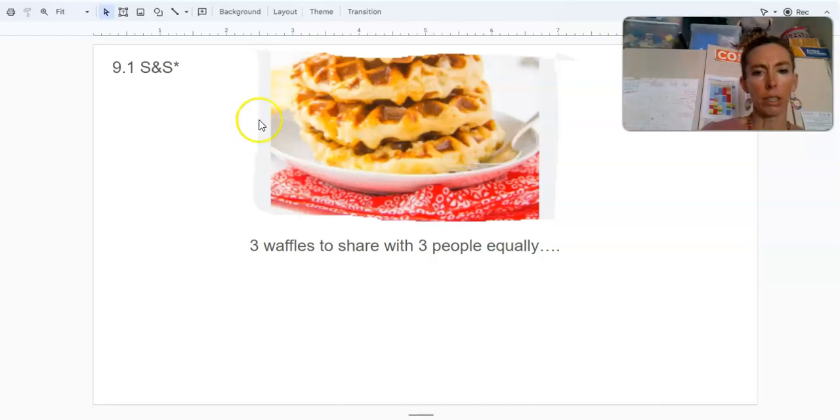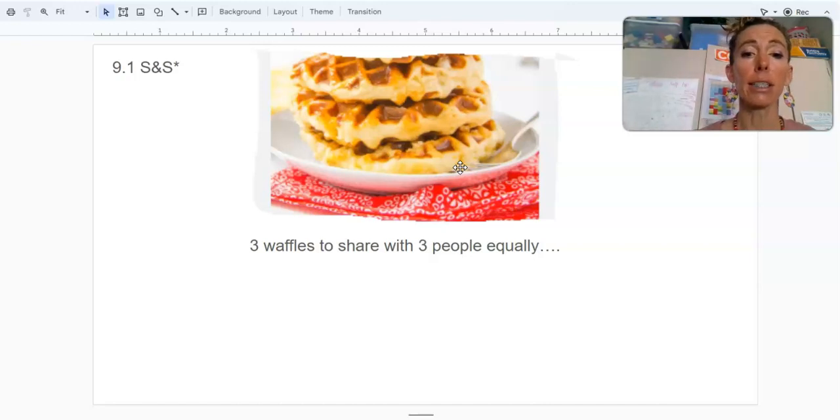So you'd have a discussion here. I have 3 nice looking waffles to share with 3 people. Now you might have someone say, oh, it looks like there was a 4th waffle and you just cut it off. And you're like, well, yeah, because I really just wanted a picture of 3 waffles. So get over it, move on, and I got 3 waffles, okay?